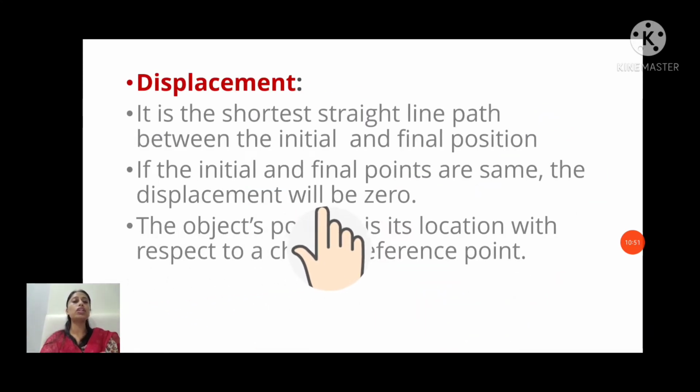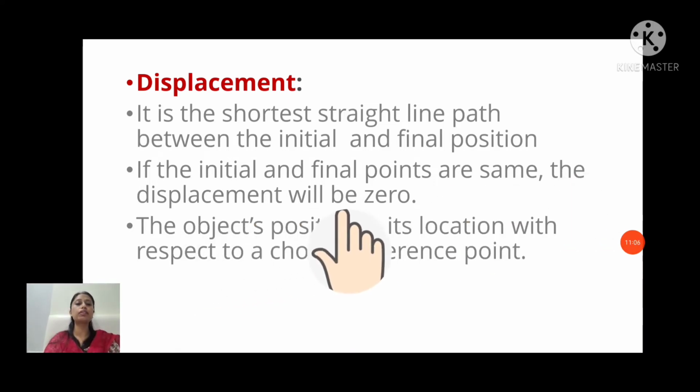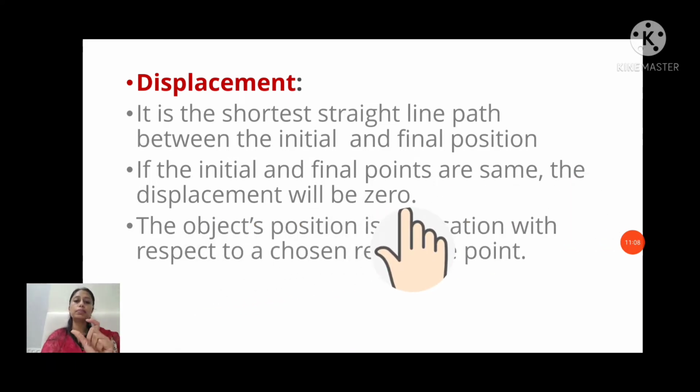If the initial and final points are the same, if we suppose the starting point and ending point are both at the same point, then how will you measure the displacement? In this case the displacement will be 0. Why will the displacement be 0? Because there is no difference in the initial and the final position. There is no shorter distance. If it is at the same point, then you will say displacement is 0.